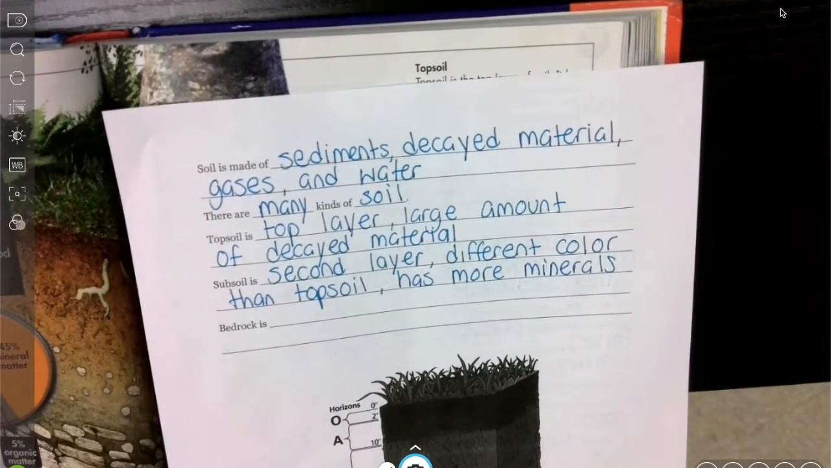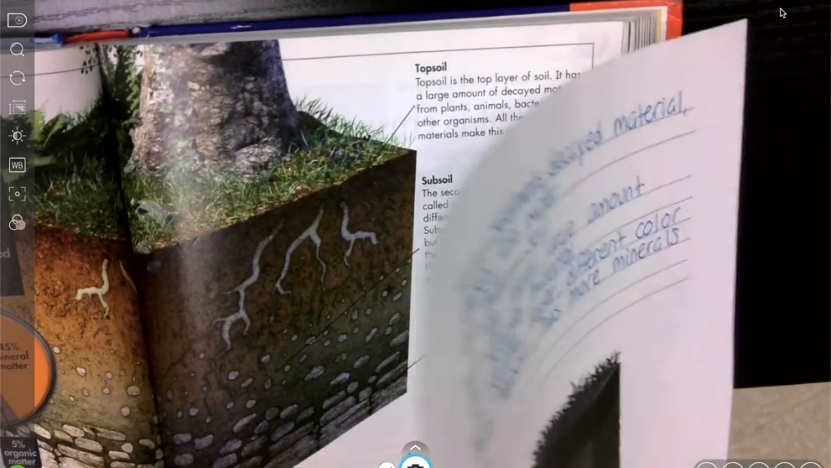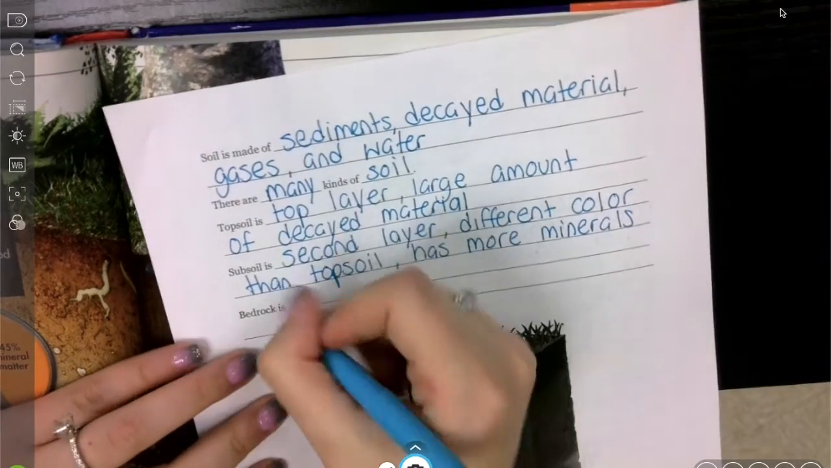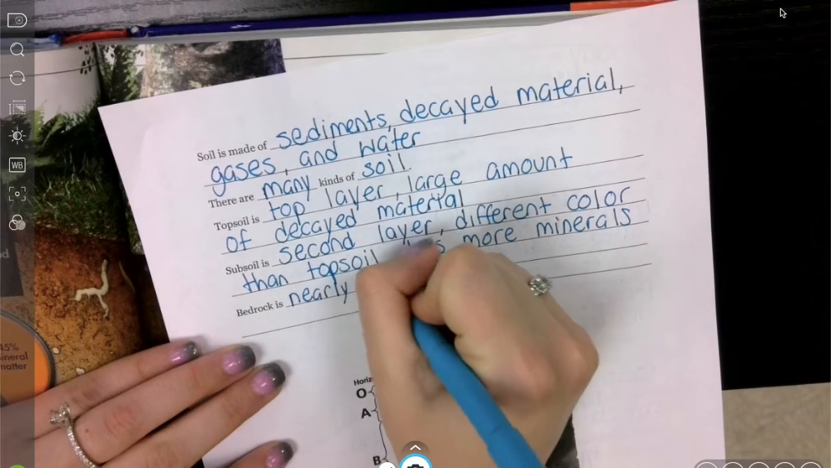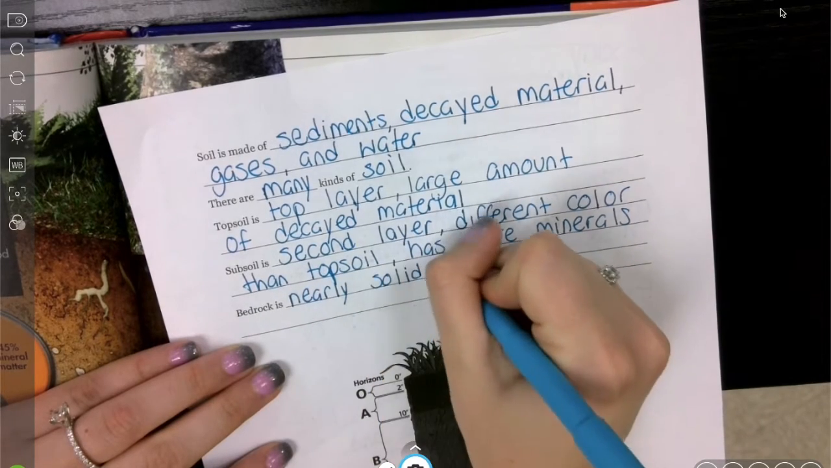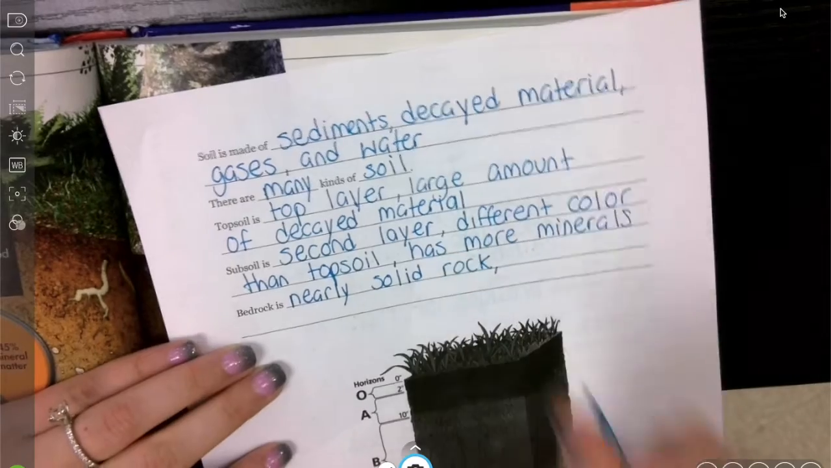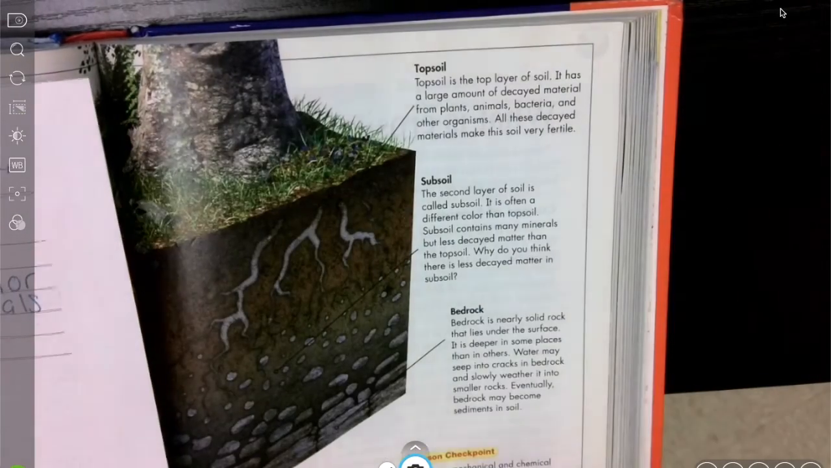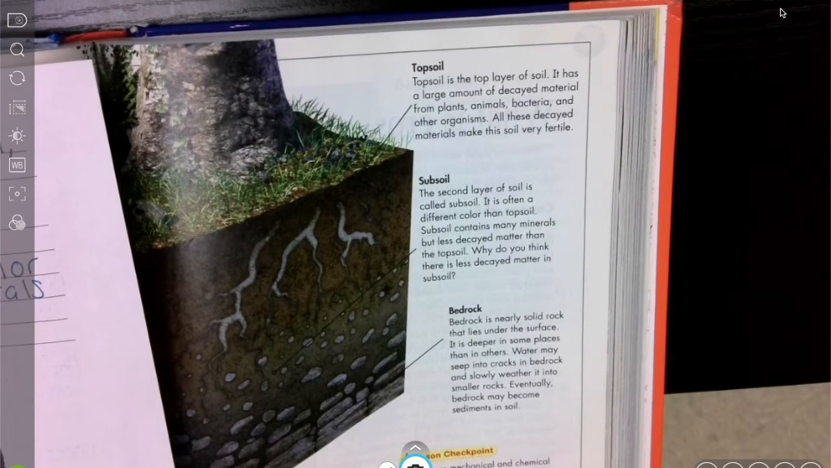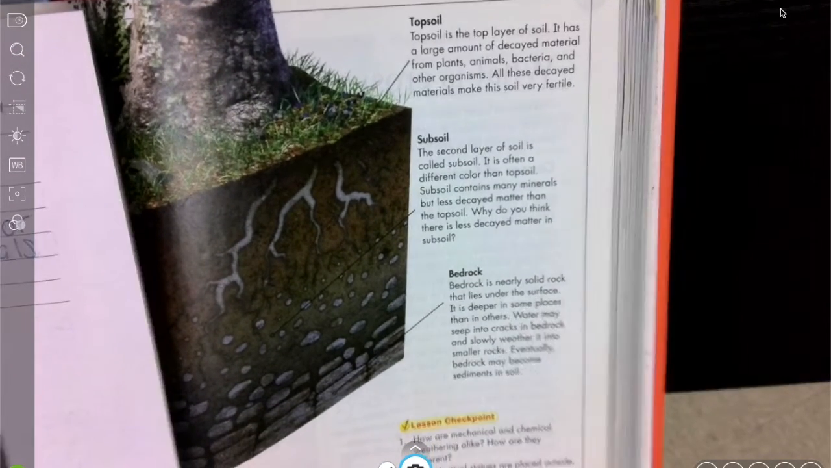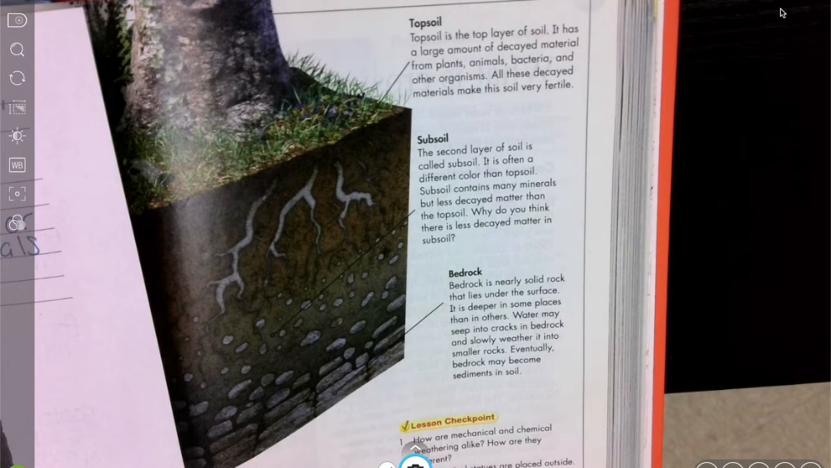And then we've got our bottom one, which is bedrock. So bedrock is nearly solid rock. And then also with bedrock, so it lies under the surface. It is deeper in some places than others. Water may seep into cracks in bedrock and slowly weather into smaller rocks. Eventually, bedrock may become sediments in soil.